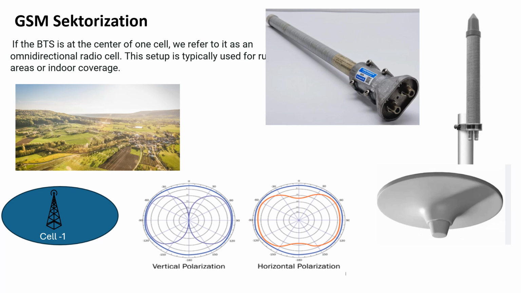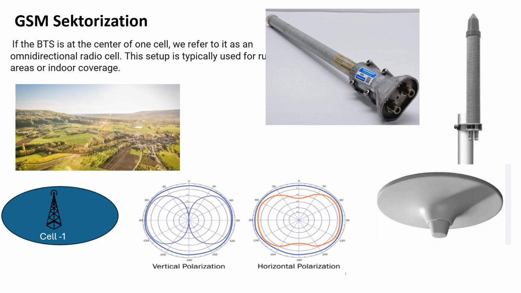Omnisectors are antennas that radiate and receive radio frequency, RF, signals in all horizontal directions simultaneously. They are designed to provide 360-degree coverage around the antenna, making them ideal for situations where coverage needs to be provided in all directions from a single point.